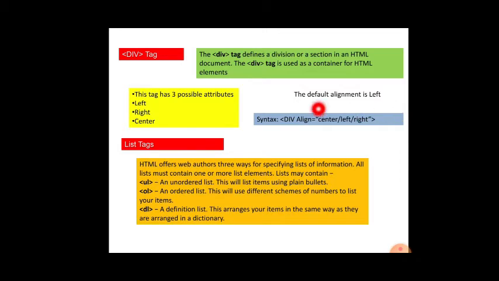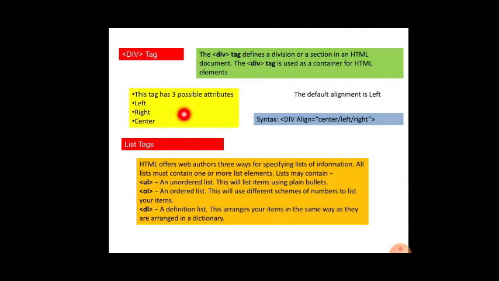Now let us come to more on the HTML div tag. The div tag defines a division or a section in an HTML document. The div tag is used as a container for the HTML elements. There are three possible attributes of this div tag. Basically, div stands for division or a section in HTML. If you want to divide any document, or if you want to divide the web page, you can use the div tag, or if you want to create some sections, then you can use the div tag.